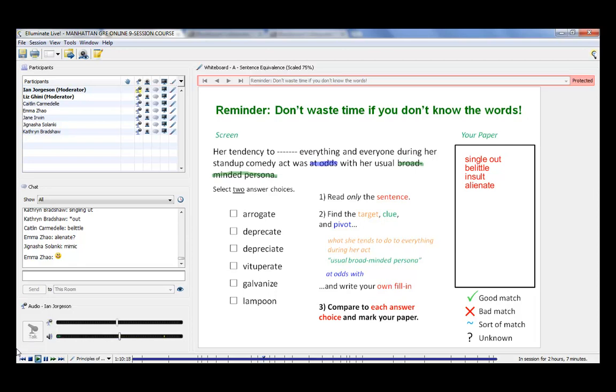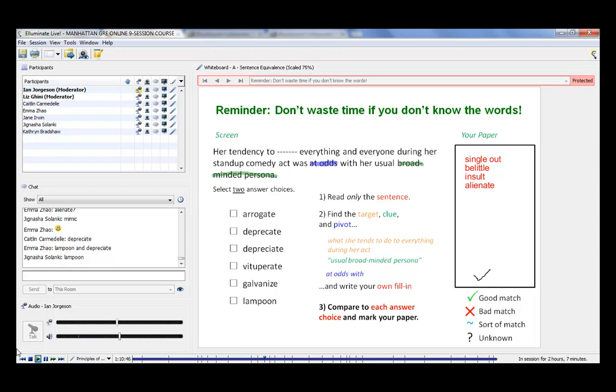Okay, how'd that go? How many of those words did you guys know? Not a whole lot. Okay. Well, we know we need something that means to insult. Did any of these words mean insult? Belittle, single out. Okay. Emma's got lampoon. I'd agree with lampoon.